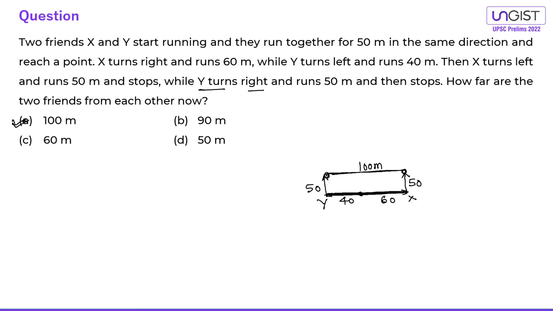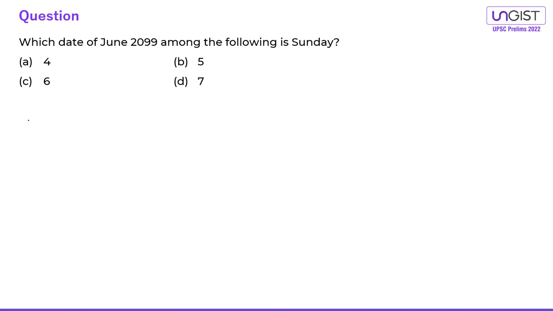Now let's move to the next question. The next question says, which date of June 2099 among the following is Sunday? All right, 2099. Guys, you know, there is a concept in calendars where we can find the weekday on a given date. So this question will be solved using that concept only.